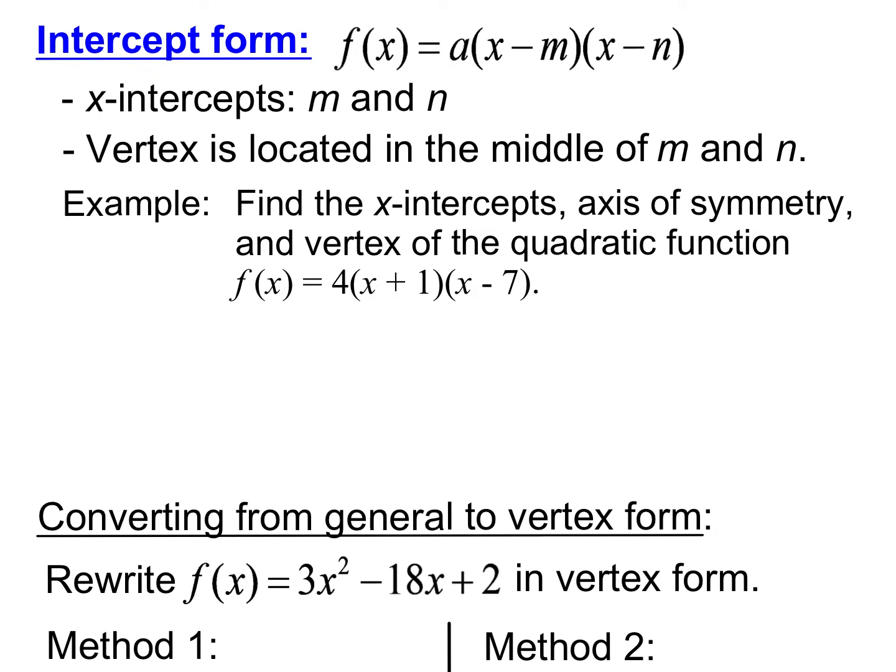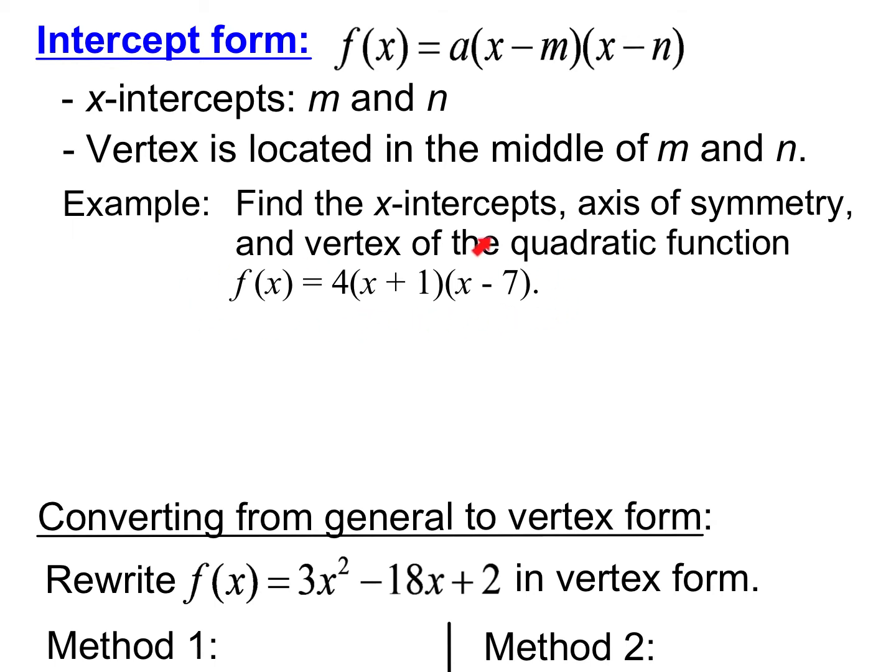The next form that we should be comfortable with is the intercept form. And that form is f(x) = a(x - m)(x - n). In this form, m and n are the x-intercepts. Vertex is located in the middle of m and n. So let's go to this example. Find the x-intercepts, axis of symmetry, and vertex of the quadratic function f(x) = 4(x + 1)(x - 7).